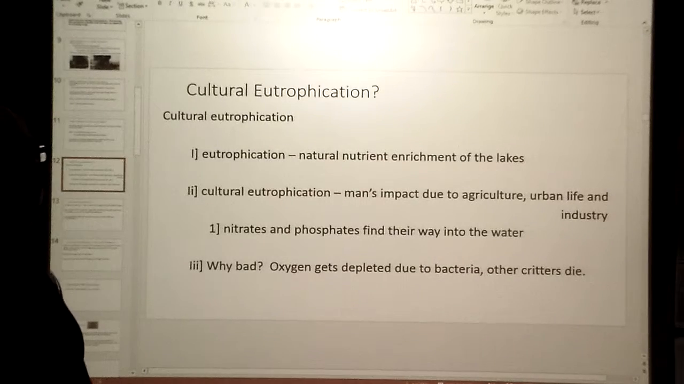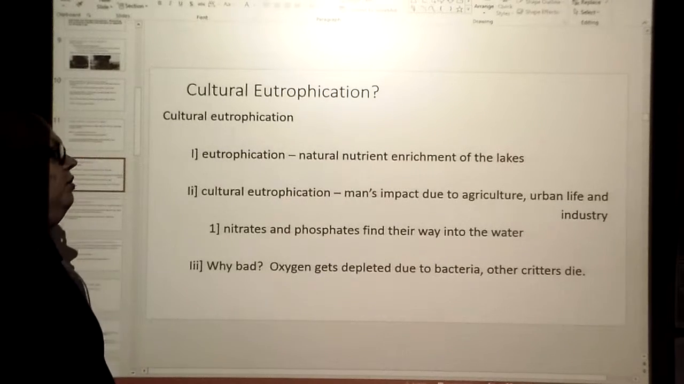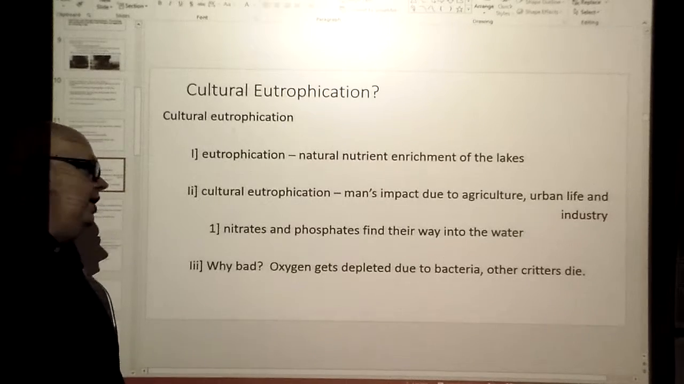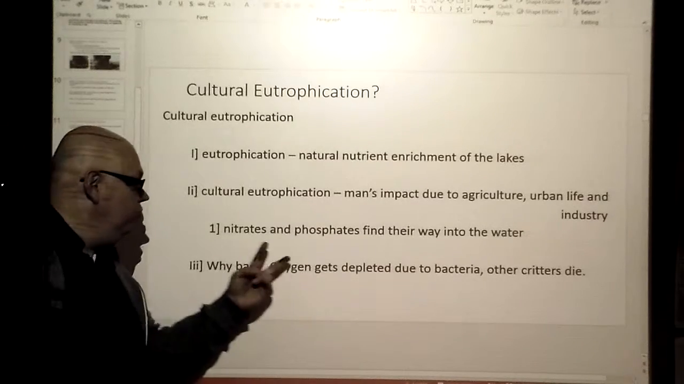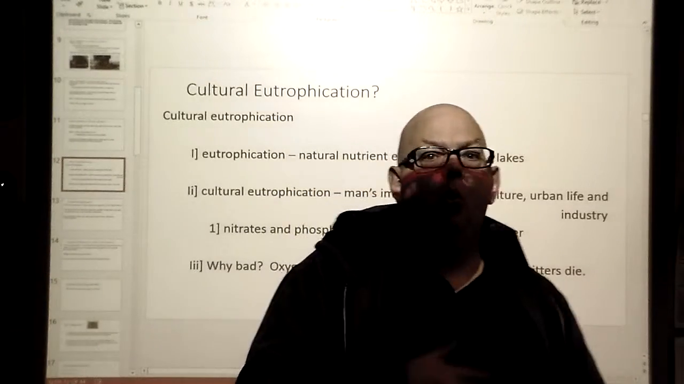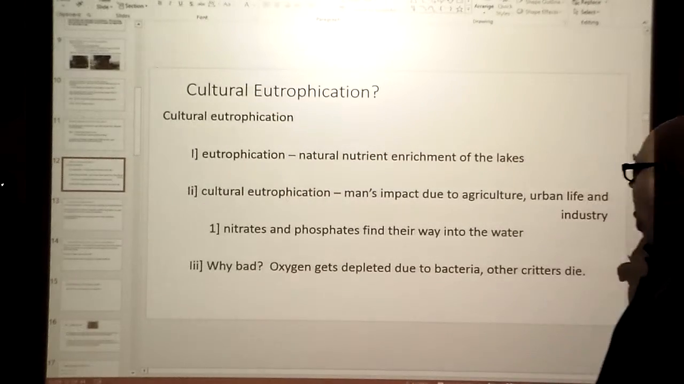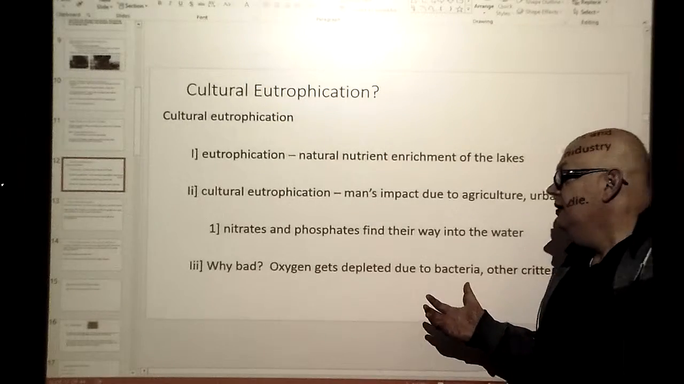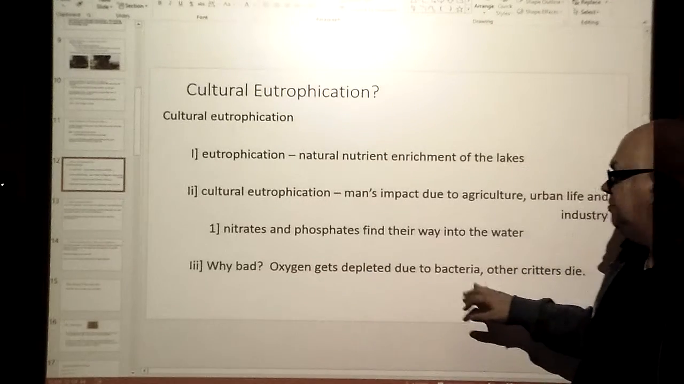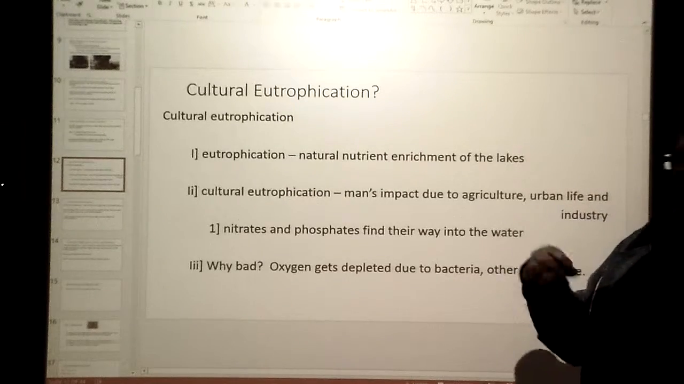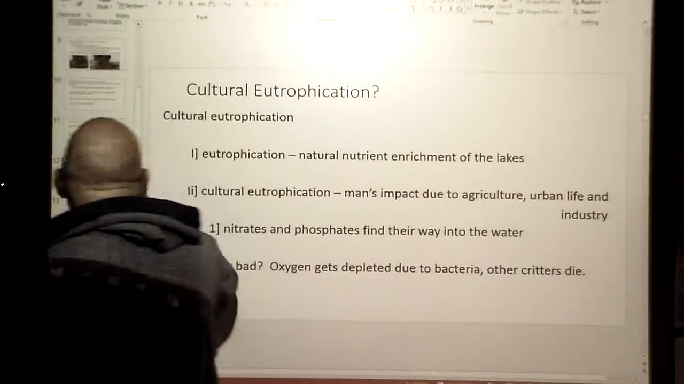We talked about eutrophication, natural nutrient enrichment of the lakes. Okay. Cultural eutrophication, man's impact because of agriculture, urban life, and industry. Here's the big thing you've got to look at: nitrates and phosphates. Those are the big deals that when they go into the water, they actually promote algae growth. The problem is, though, bacteria also reproduce because they have to break stuff down. The oxygen gets depleted, and what happens is, in the process, other animals that are in the water die, like fish, for example. That gets to be a bit of a problem.